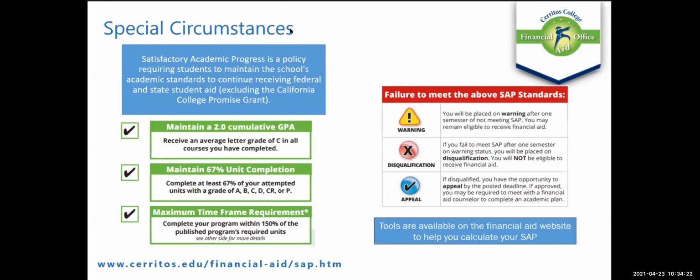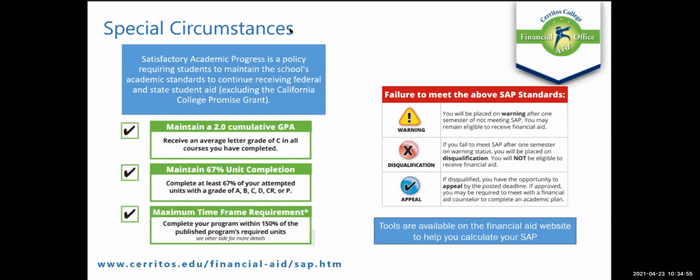As a new student, you don't have to worry about SAP yet, but it is what maintains your financial aid for future terms, so you need to be aware of it. You need to maintain a 2.0 GPA to continue receiving financial aid and a unit completion rate of at least 67%. Usually those two things are the main ones that our students are missing. If you're doing that, then you should continue to meet SAP each term.